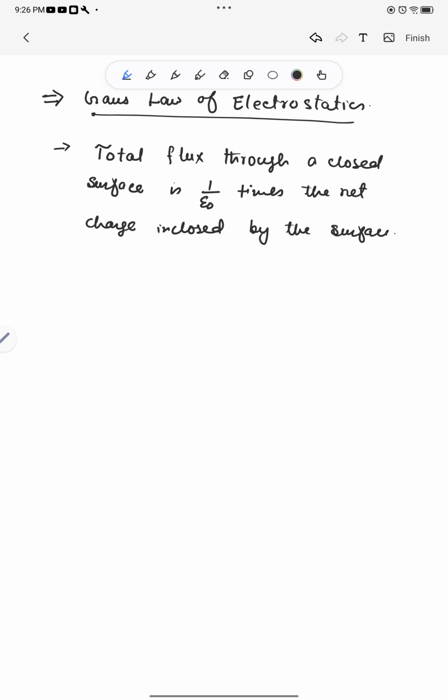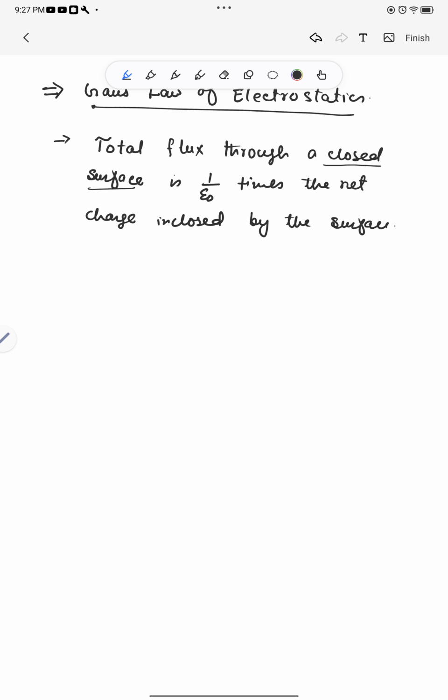The statement says total flux through a closed surface. If you are talking about a closed surface, it means a surface in 3D. A closed surface will always be in 3 dimensions. That means closed surfaces like a sphere, hemisphere, cube, cuboid, cylinder. All these have closed surfaces. But if you take a circle, rectangle, or square, these are not closed surfaces. So total flux through a closed surface is 1 by epsilon naught times the net charge enclosed by the surface.